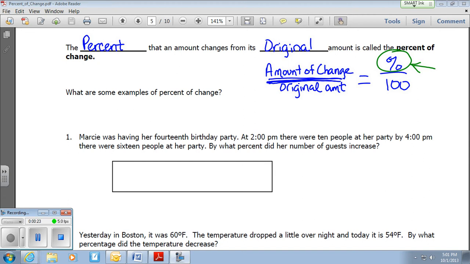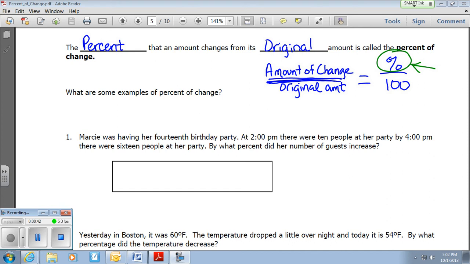All right, so first of all, percent of change is the percent that an amount changes from its original amount. So we have a before amount and a later, or after, amount, and we want to talk about how much it changed and what the percent of that change was from the original amount.